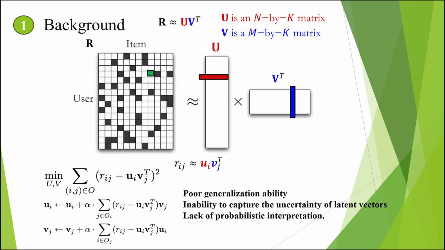We can use gradient descent to update U and V. However, traditional matrix factorization has many limitations, such as poor generalization. So now we will introduce Bayesian matrix factorization.